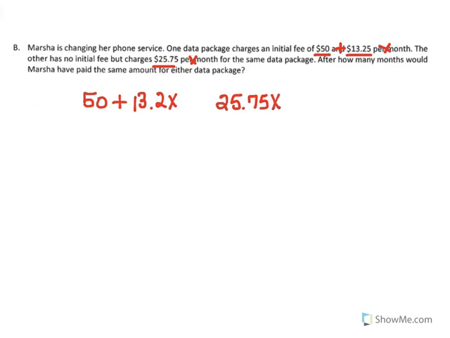The key comes in here: how do you know that you need to set them equal to each other? Well, it's in our question. It said, after how many months would Marsha have paid the same amount? The same amount means that they are equal to each other. So that lets me know that I can put an equal sign. Now I just need to go through and work it out. You have your equation. I want you to go through and work out the equation, and then we're going to start the video back up so that you can see if you have the right answer.